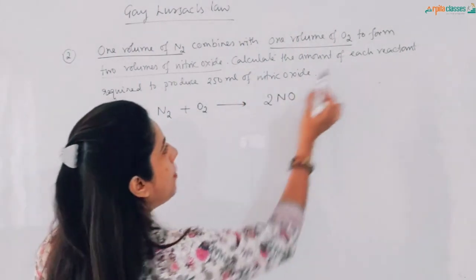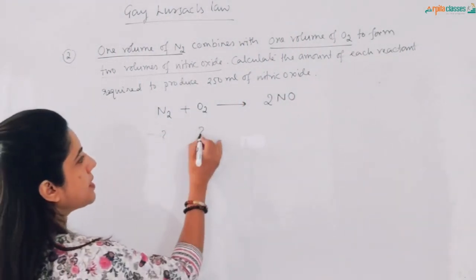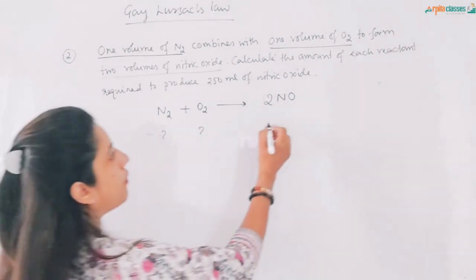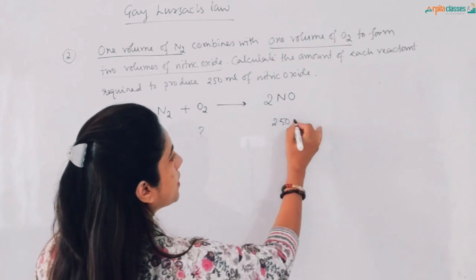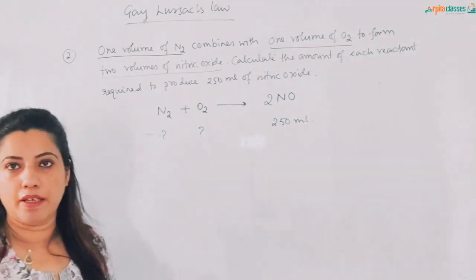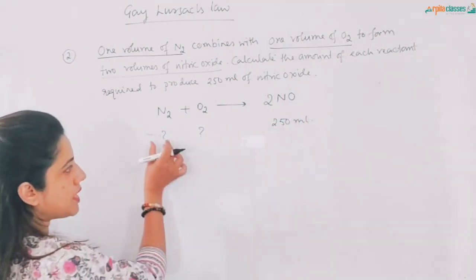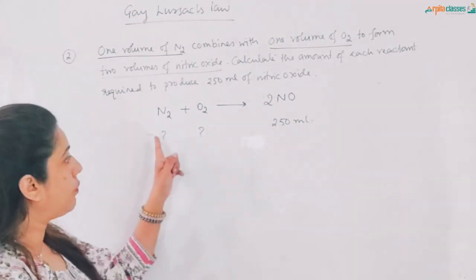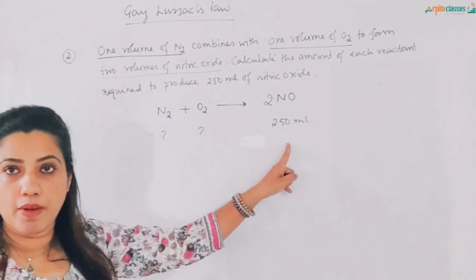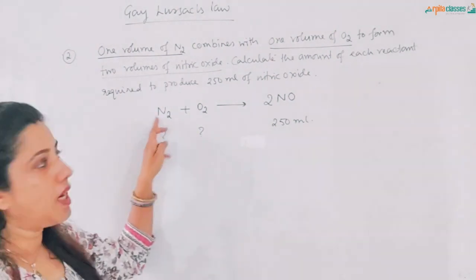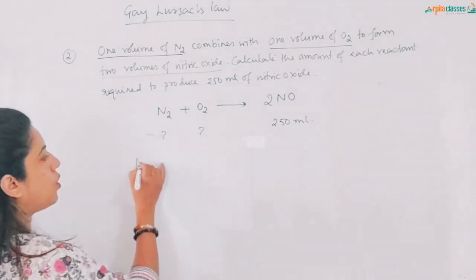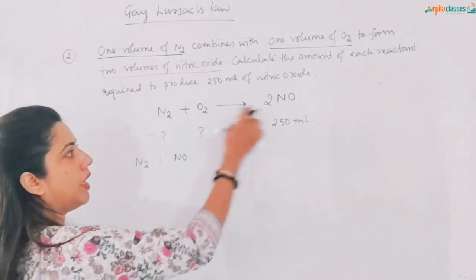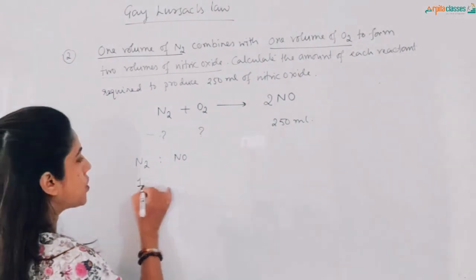They are asking, calculate the amount of each reactant, that means nitrogen and oxygen, to produce 250 milliliter of nitric oxide. This is given, 250 milliliter. So let us see. This is asked and this is given. So we need to take the ratio between what is asked and what is given. So let us first take nitrogen and NO. The ratio between nitrogen and nitric oxide from the balanced chemical equation is 1:2.